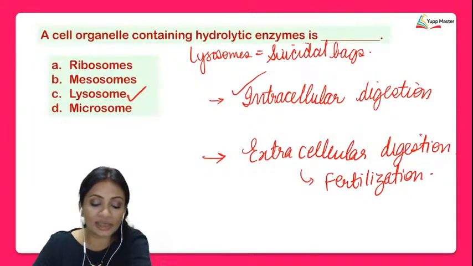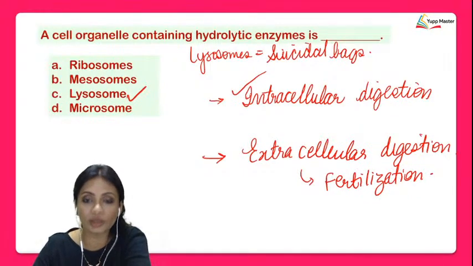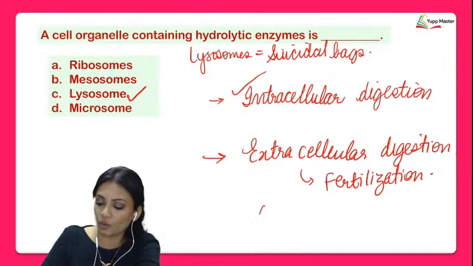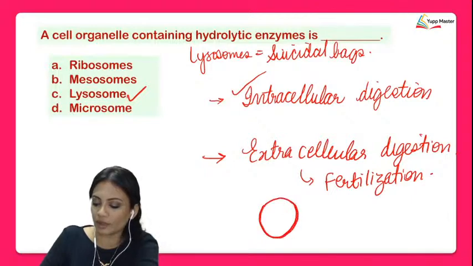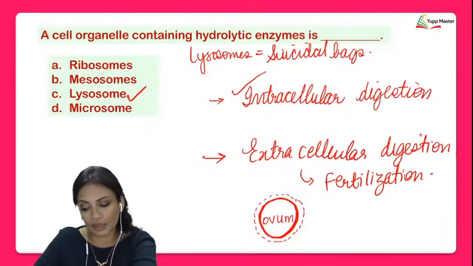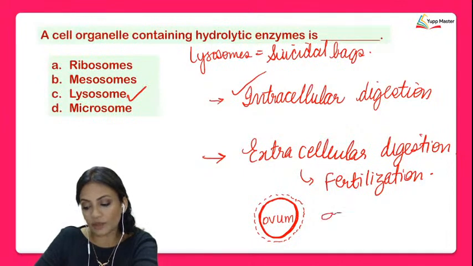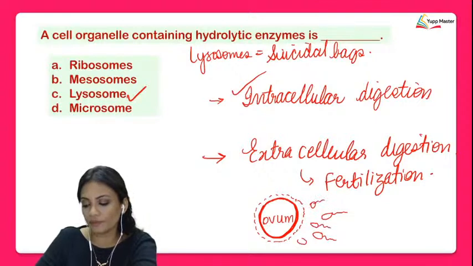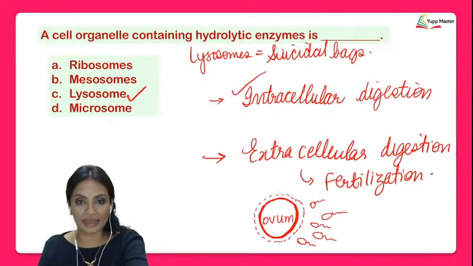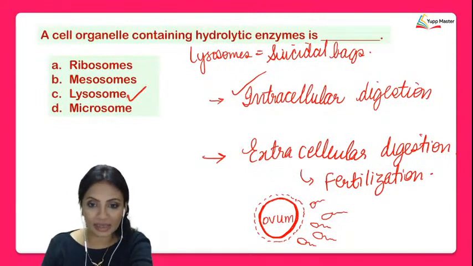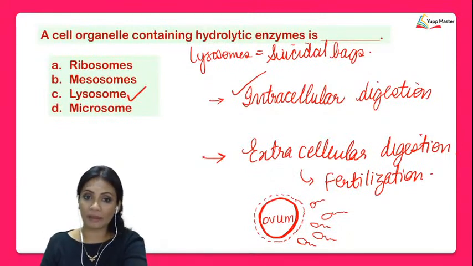Okay, so basically what happened is during fertilization, we see that the human ovum has got a membrane around it. Many sperms are going to be approaching this ovum, aren't they? So when many sperms are approaching the ovum, the sperms will release an enzyme, and that enzyme will be able to break down that membrane.